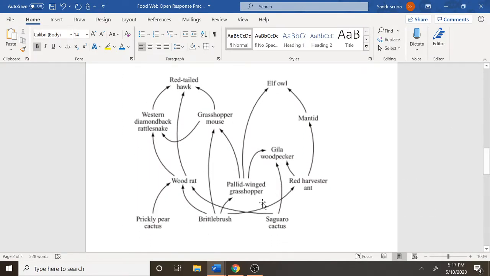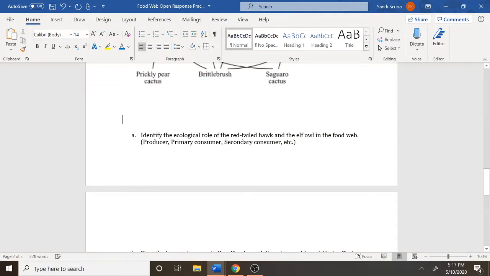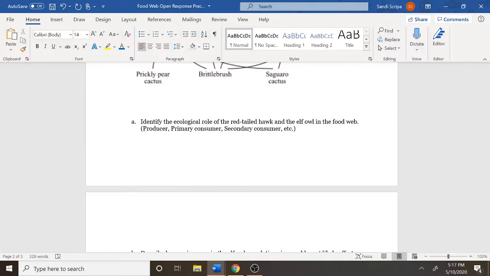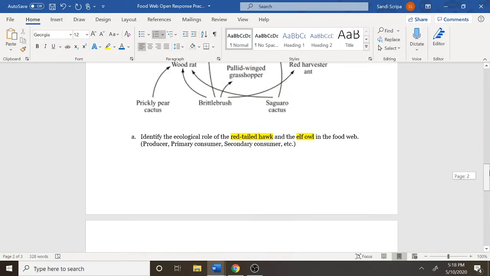This is a bit more of a complicated food web. It has more than one producer in it and a lot of different consumers, but the questions are mostly the same for part two. So we're just going to go over that very quickly. All right, so identify the ecological role of the red-tailed hawk and the elf owl. So we're looking for two things. So red-tailed hawk and elf owl in the food web. They want to know, is it a primary consumer, secondary consumer, a producer?